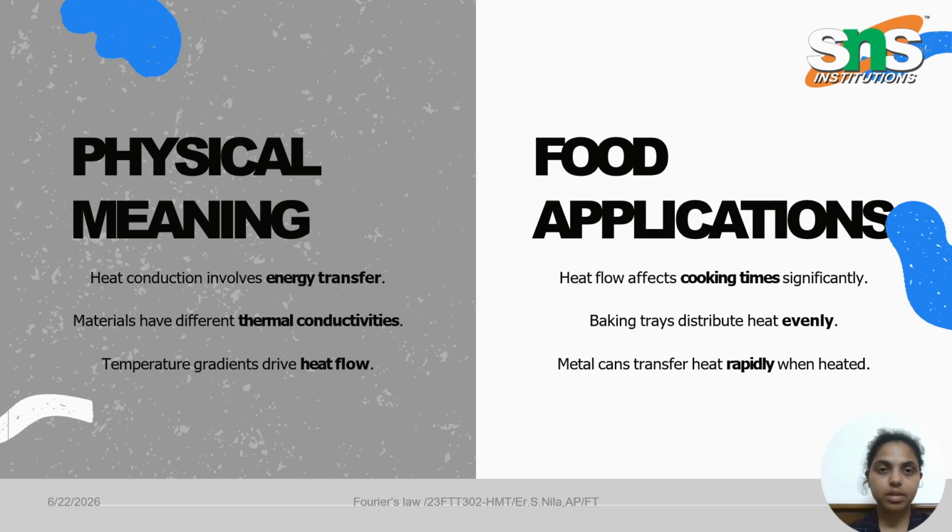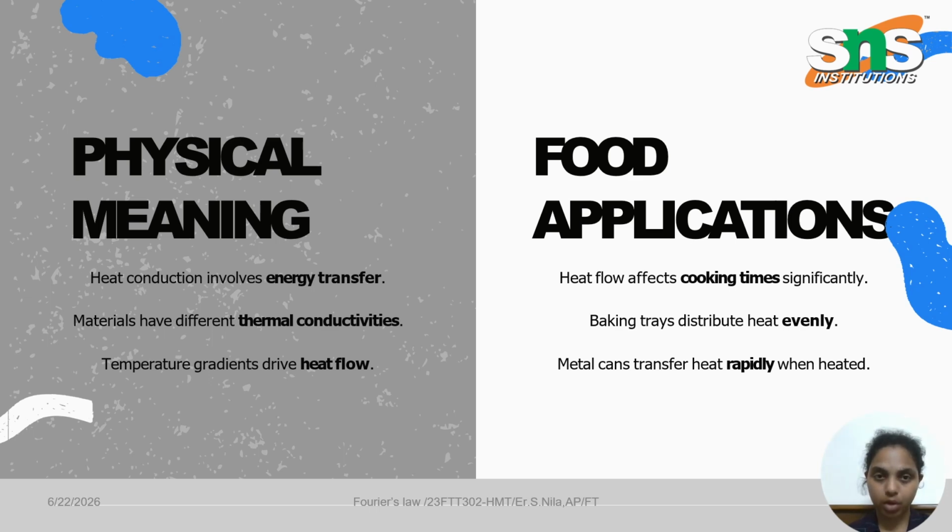In practice, Fourier's law is crucial in the food industry. In baking, it explains how heat spreads evenly through trays to achieve uniform browning and texture. In canning, the high thermal conductivity of metal allows rapid heat transfer to sterilize the contents. So, understanding this improves cooking efficiency, reduces energy use, and ensures food safety.